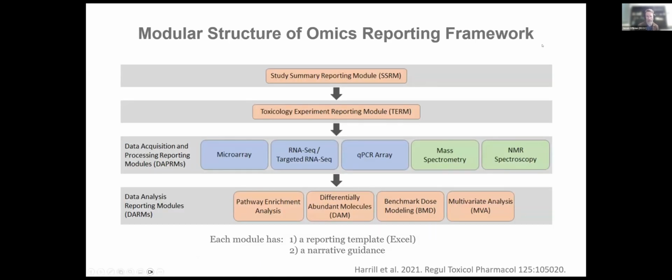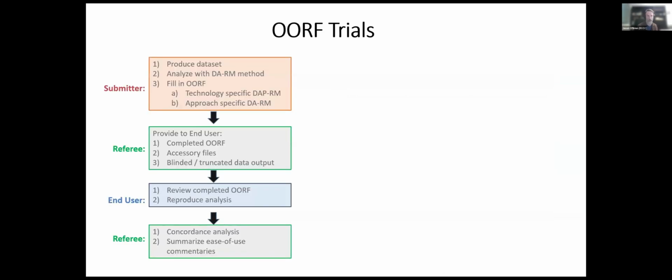And the way that the reporting framework works is that it's a modular framework. There's different components to describe different parts of a genomics experiment. There's components to describe the experimental aspects, and then there's some technology-specific modules for microarrays, RNA-seq, even for mass spec and NMR spec. And there's some data analysis modules. So when you do a genomics experiment, you fill in the reporting framework so that people can reproduce your results.